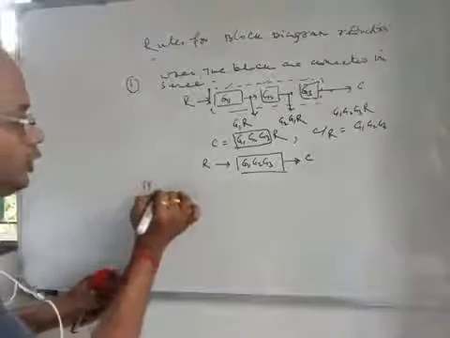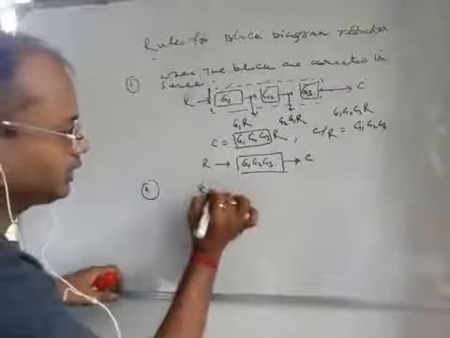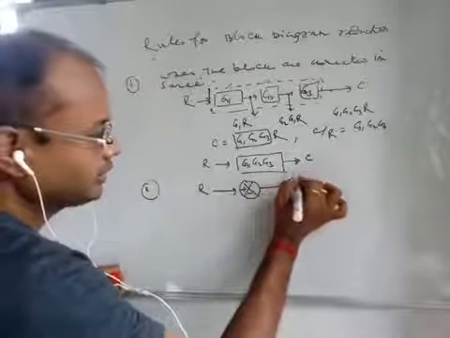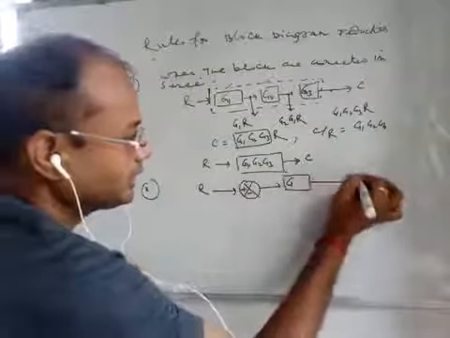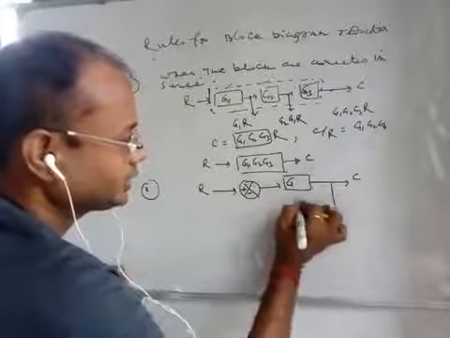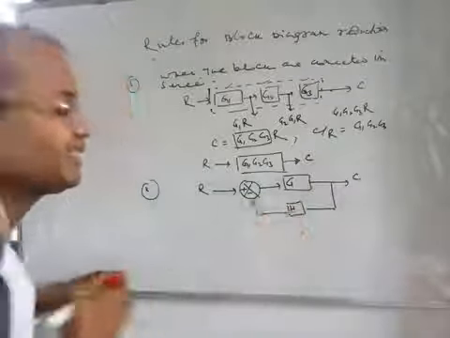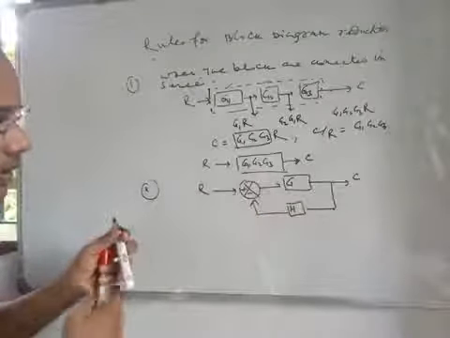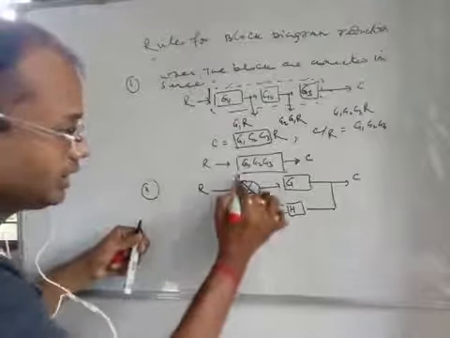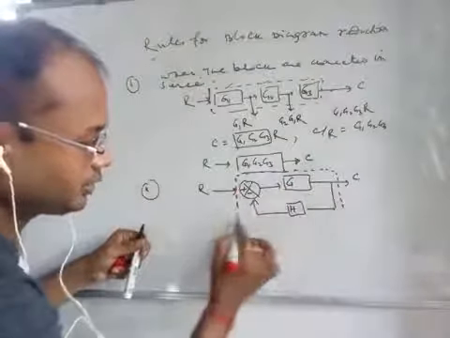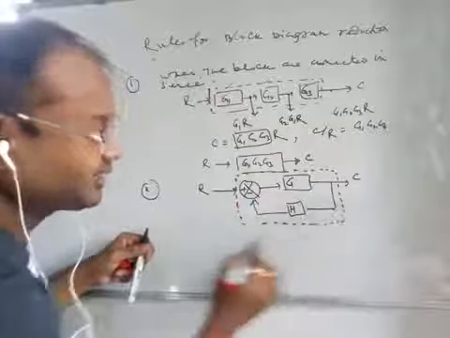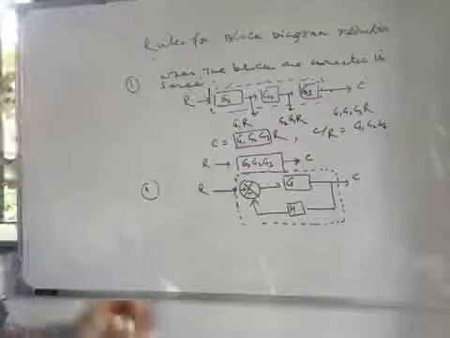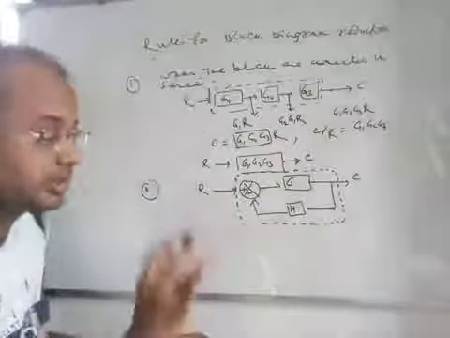Number two, we already know that when there is a feedback path, maybe this is your forward path G, this is your C, and this is your H, the feedback path. Feedback path identification is very important, and the mistake students normally make is confusing the feedback path with the parallel path. We will discuss the parallel path.